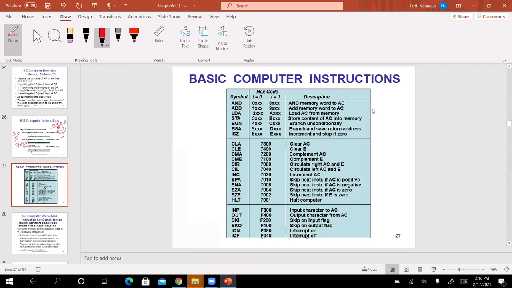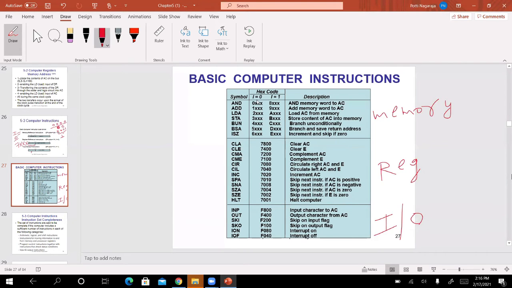So here 3 different types of instructions are there. First one is memory reference instructions, whereas second one is register reference instructions, and third one is input output instructions. Is it okay, all of you? All of you understand what I'm saying?